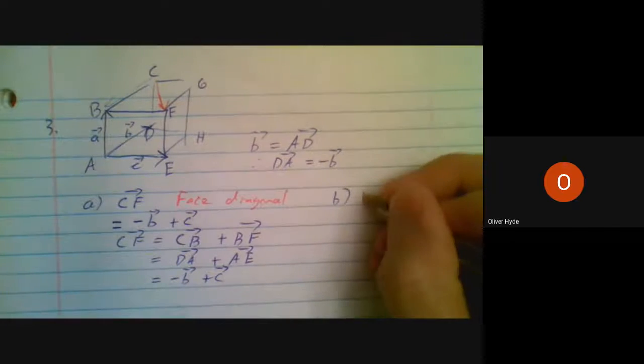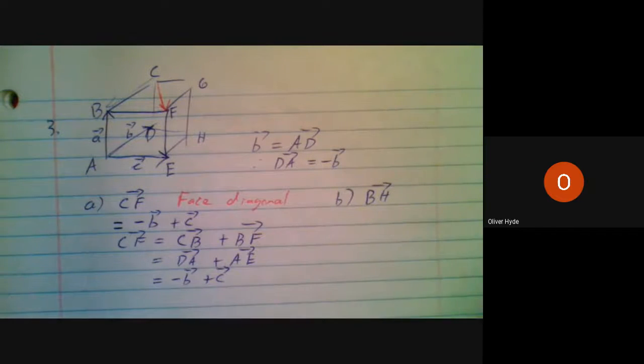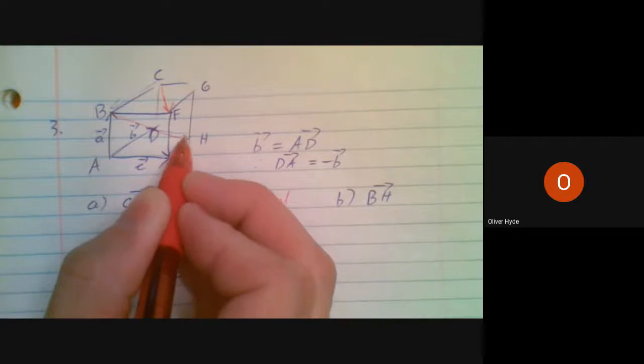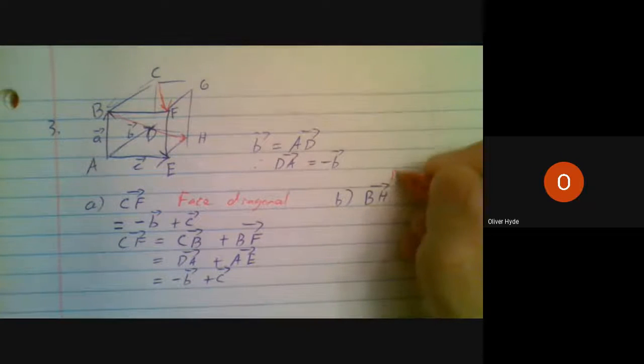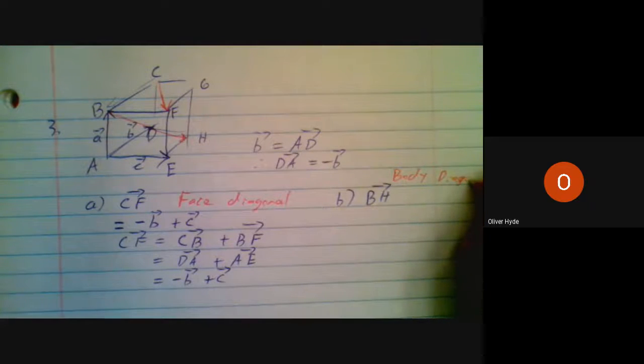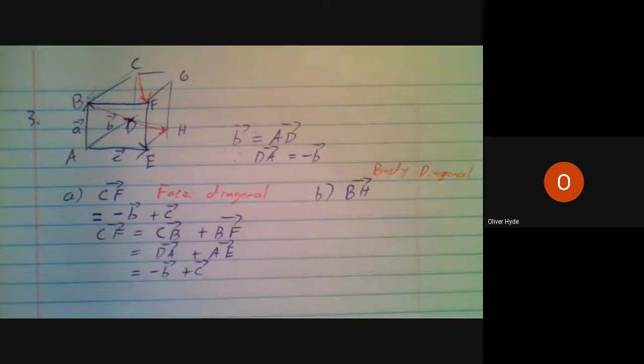We were asked to find a vector equivalent to BH, or to write BH as operations on vectors lowercase a, b, and c. BH, notice, goes all the way through the body of the cube. It is called a body diagonal. When we're working in 3 dimensions, we need to specify what type of diagonal we're talking about, whether it's a face diagonal or a body diagonal.